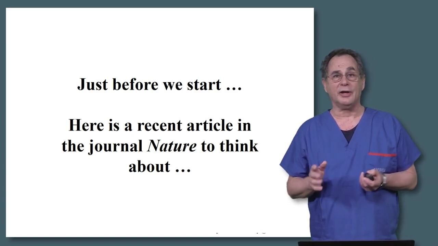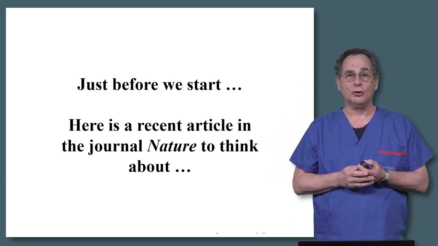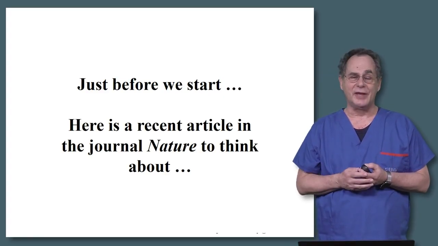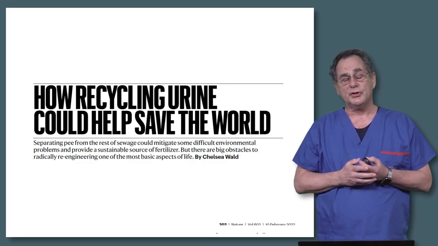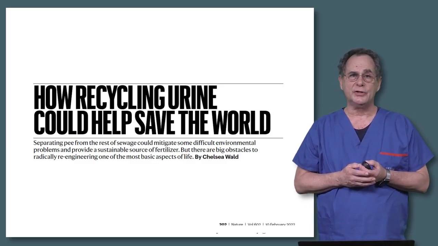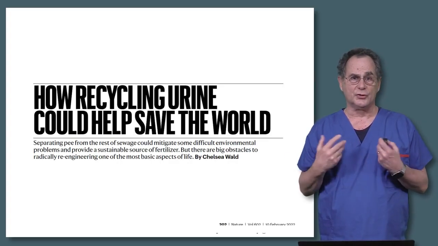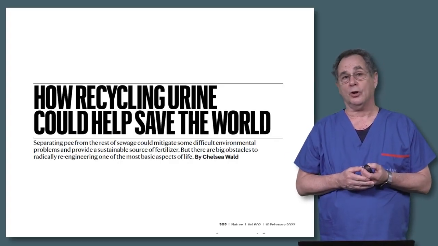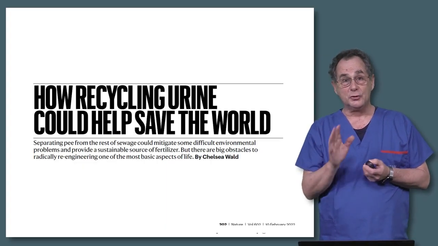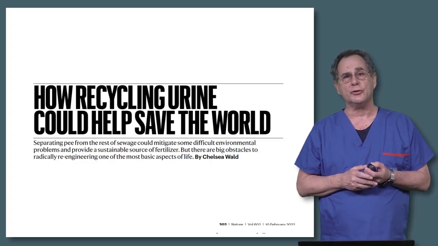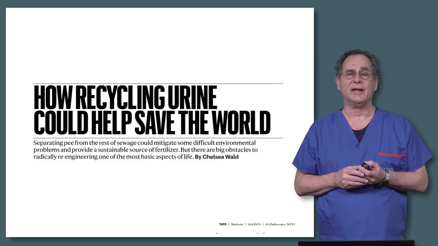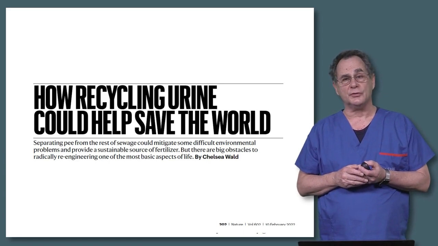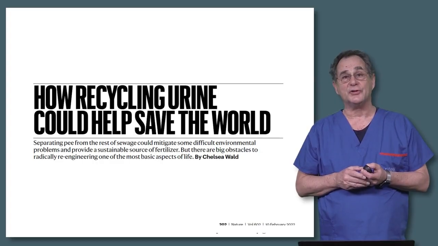Now, just before we start, I thought I'd talk about a recent article in the Journal of Nature, which is to give you something to think about that's kind of fun on the side. In this particular article, they asked, how could recycling urine, which all of us think of as a waste product, help save the world? Now, that's a rather bold statement, and to understand why someone would consider using urine to help save the world, we have to have an understanding of what the kidney regulates and what are the constituents in the urine that are a consequence of that regulation and how they might save the world.